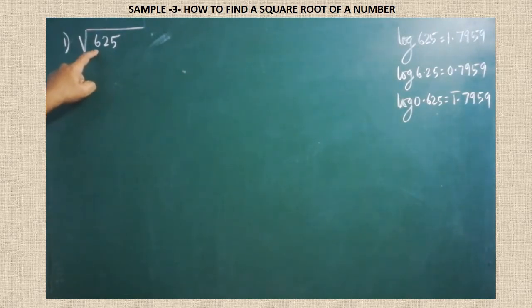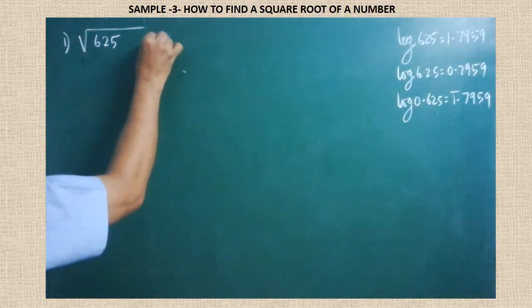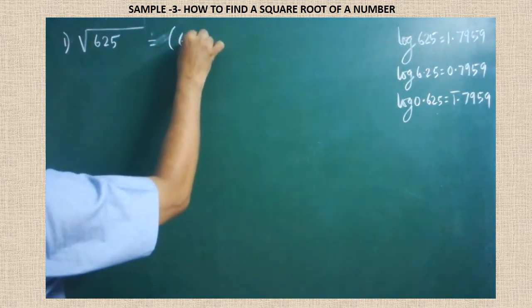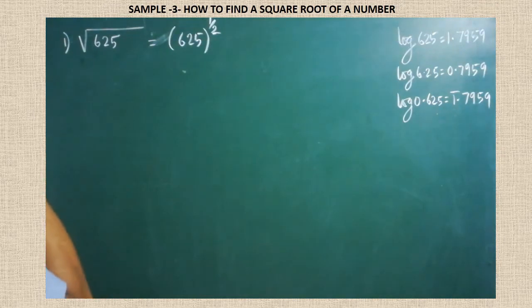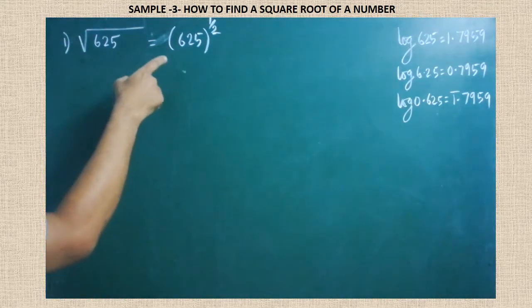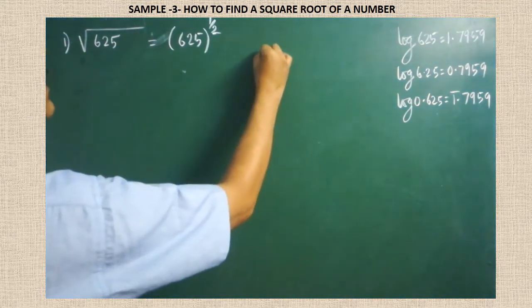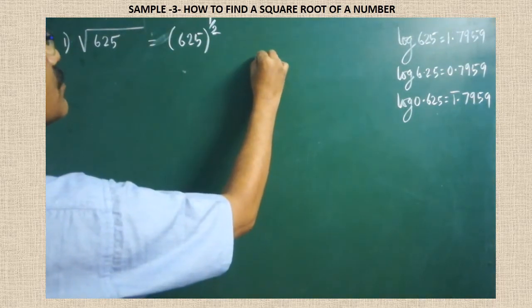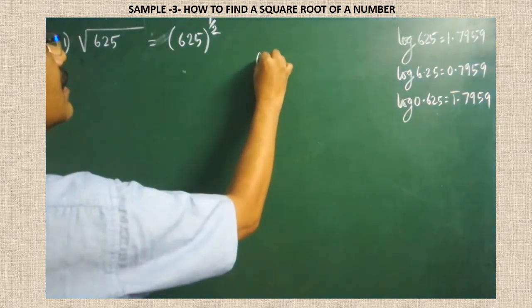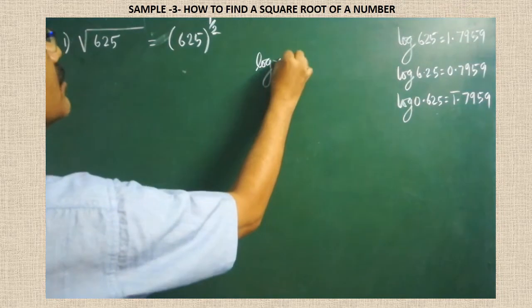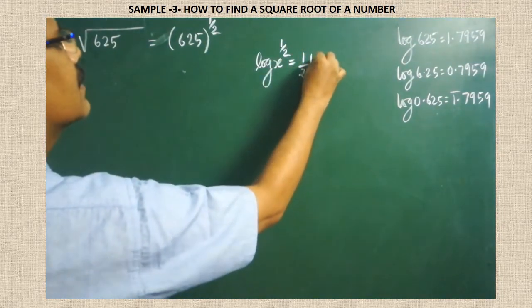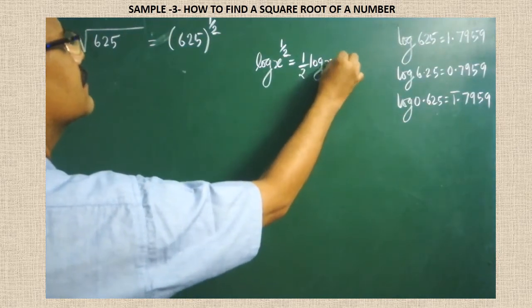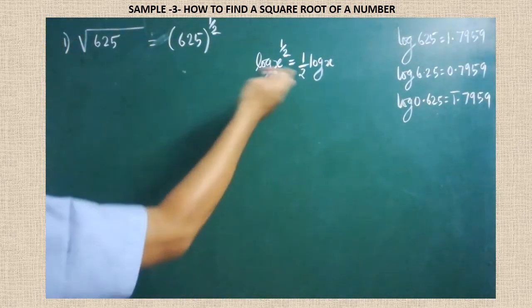So the square root of 625, you know very well, is equal to 625 to the power of half. This one can be written like this. Now we have to find out the log value. First you write like this: log of x to the power of half. How can it be written? This can be written as half log of x. Like this we can convert.